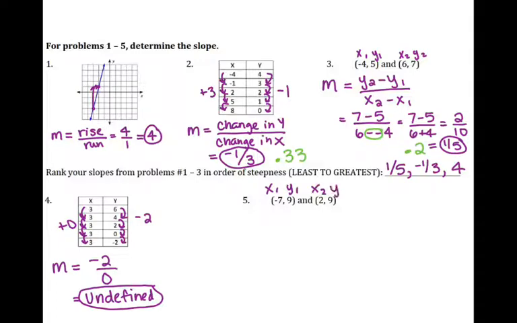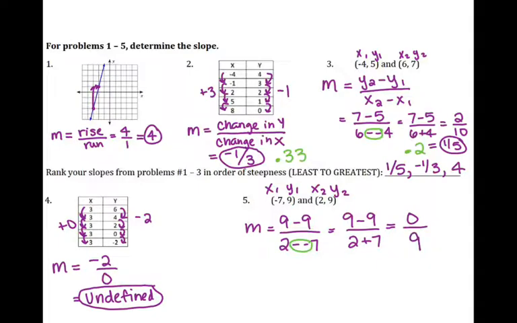x1, y1, x2, y2. I have y2 minus y1 over x2 minus x1. Once again, subtracting a negative changes that to a plus. So I have 9 minus 9 over 2 plus 7. So 9 minus 9 is 0, over 2 plus 7, which is 9. And 0 divided by 9 is going to give you 0. So my slope for that is 0.